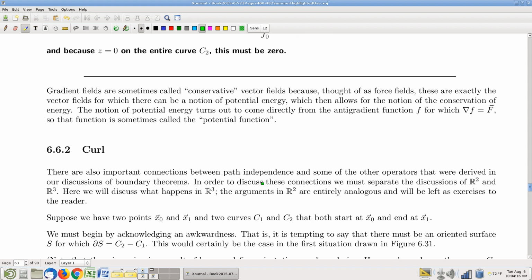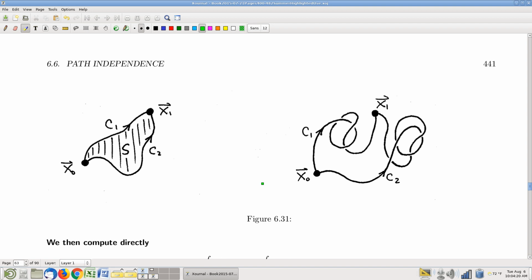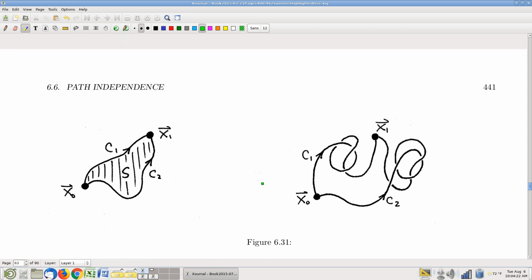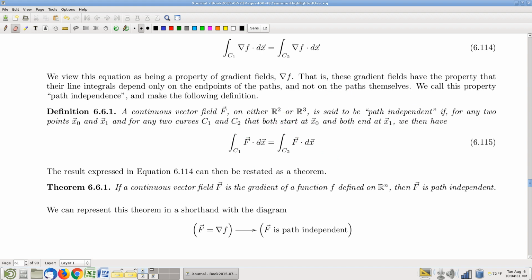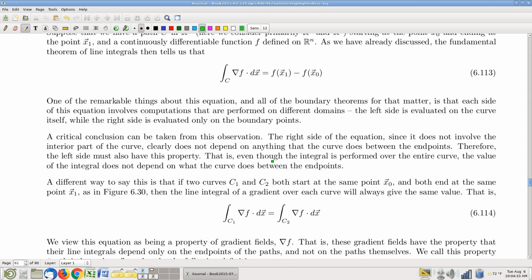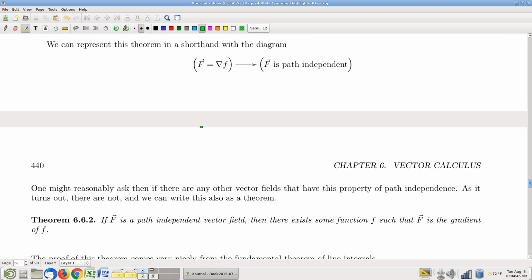All right. Okay. Now we have to have a fun conversation here about how this relates to curl. And quick observation: it's not clear that this should have anything to do with curl. I mean, pretty much we've been talking about the fundamental theorem of line integrals. Aren't we talking about gradient right now? Why would curl have anything to do with this conversation? Not clear that it should.